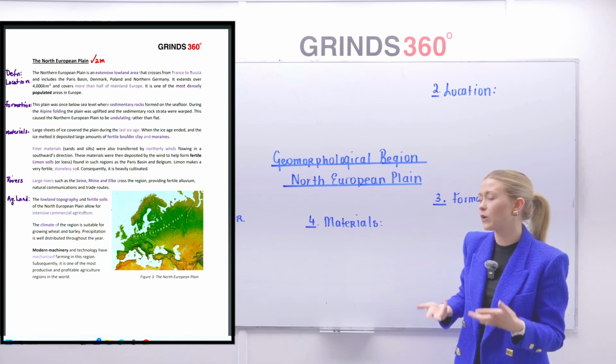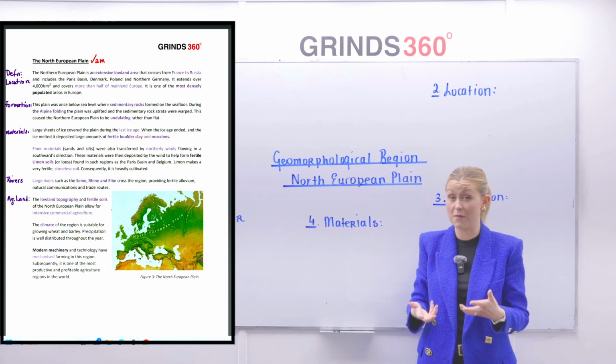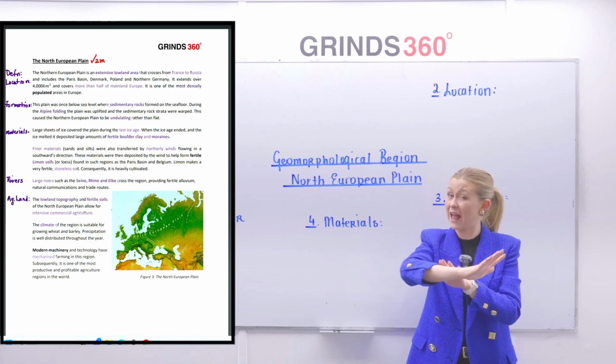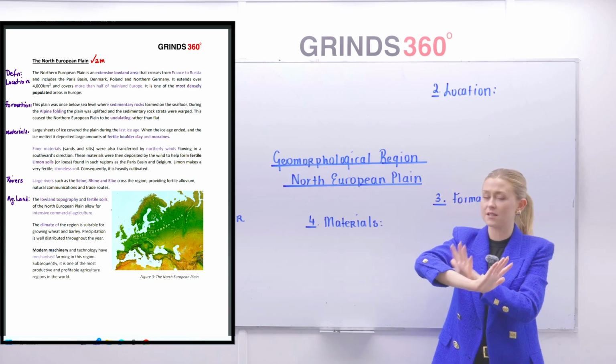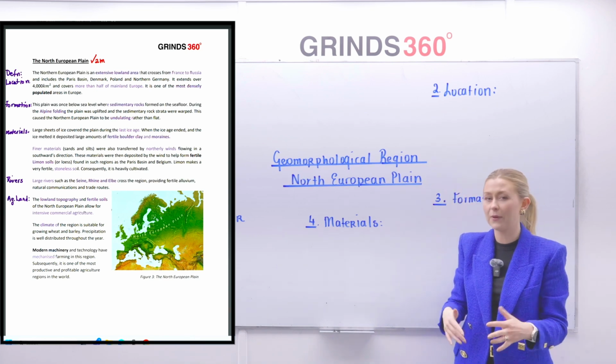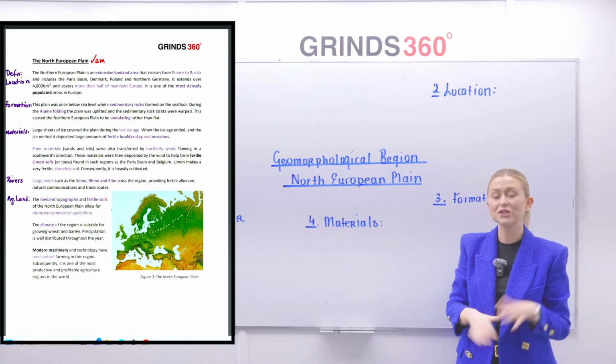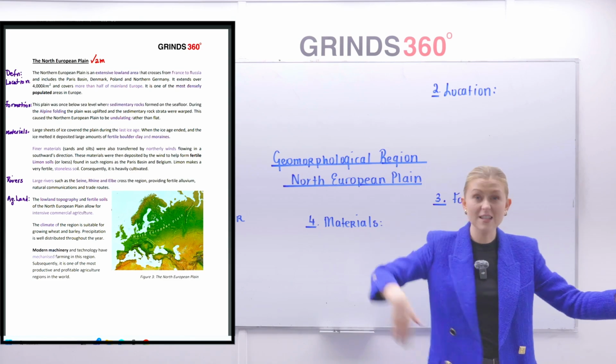Now, really with the North European Plain, it covers more than half of mainland Europe, which I'll get to in a second, but it's really low-lying, it's quite flat, slightly undulating towards the centre, okay? So it's a really, really popular area for people to live and also very good agricultural land. So an extensive lowland area that covers from France to Russia.